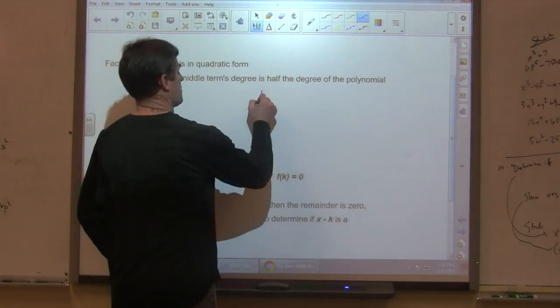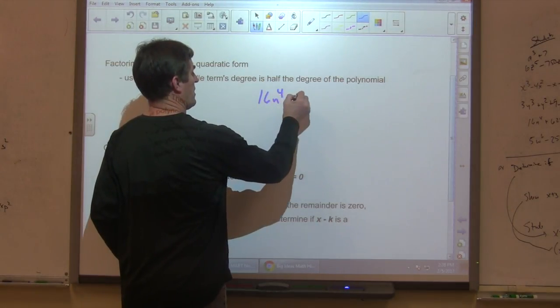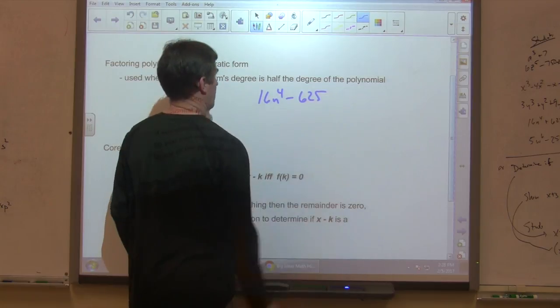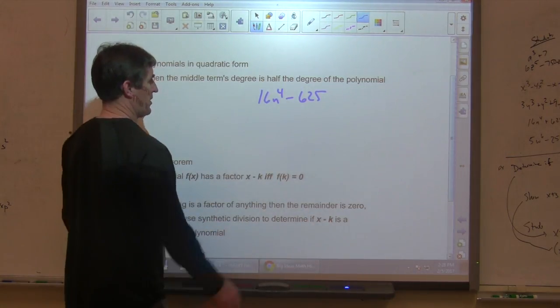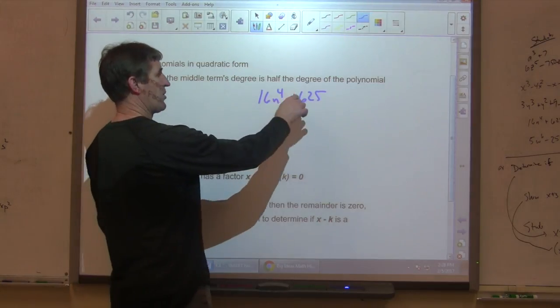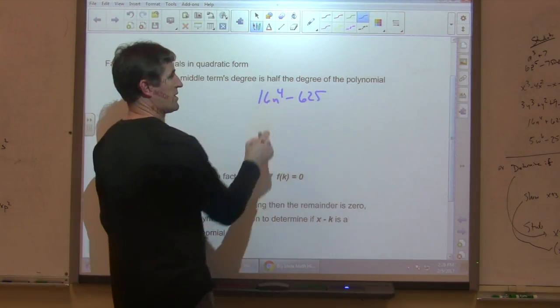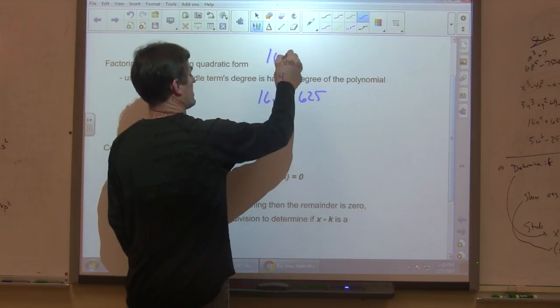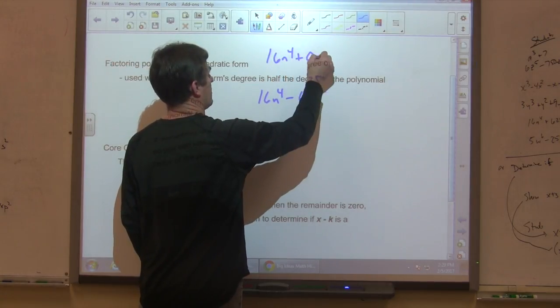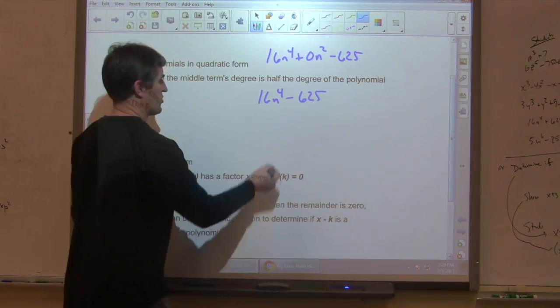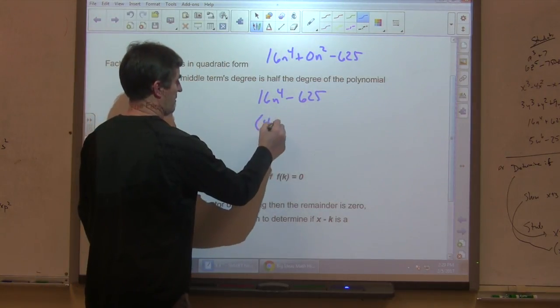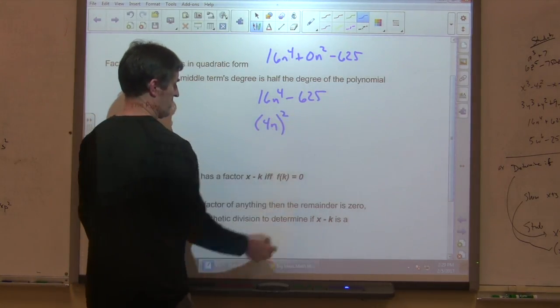Let's try this one. 16n to the 4th minus 625. So there is no greatest common factor. But again, remember, the degree in the middle, we can make that whatever we want since it's 0. So I can rewrite this as 0n squared minus 625. So that's half. So let's try and see if we can factor that into squares.